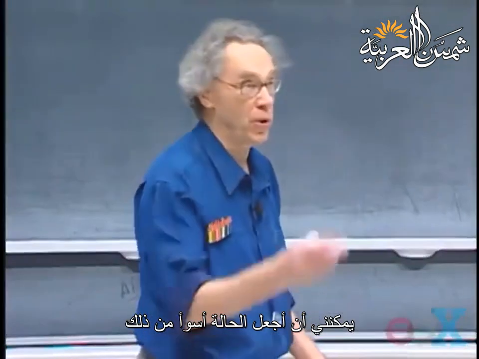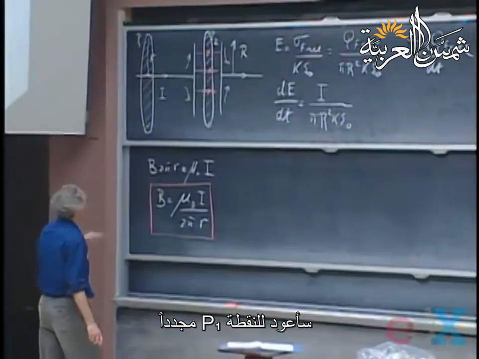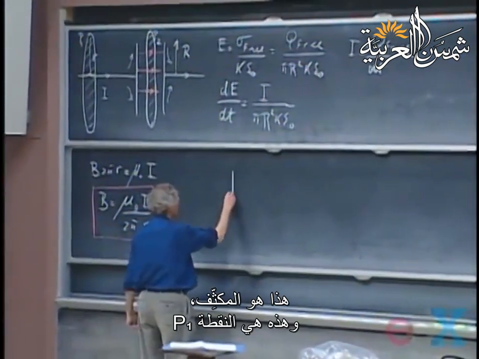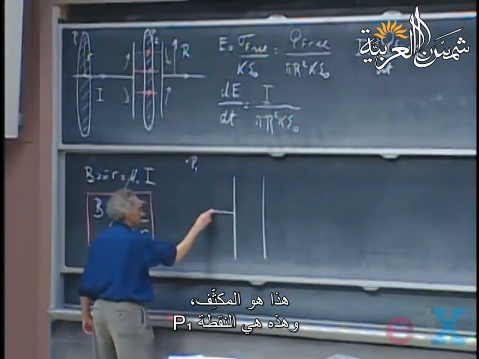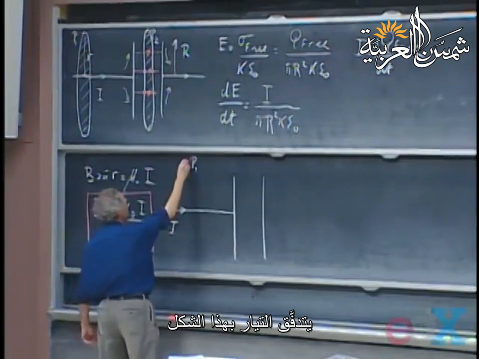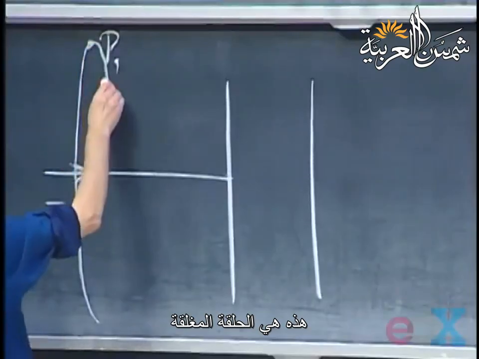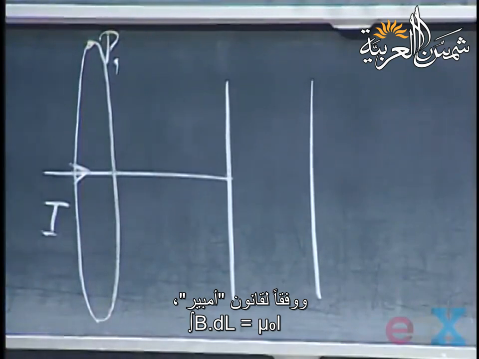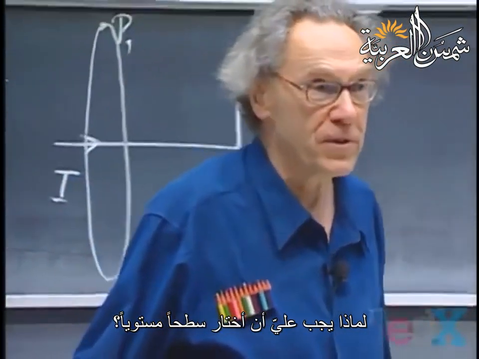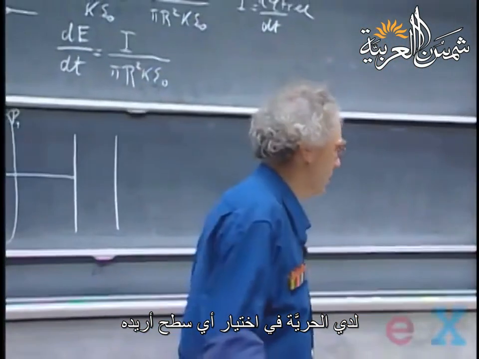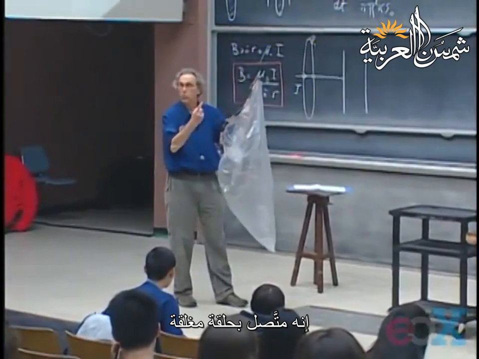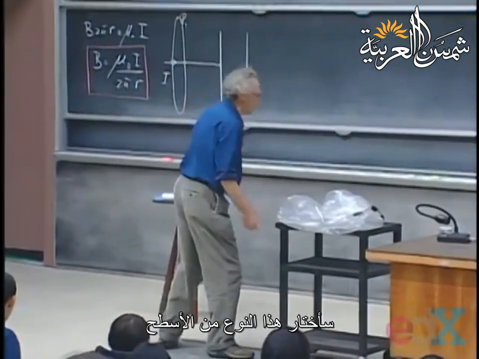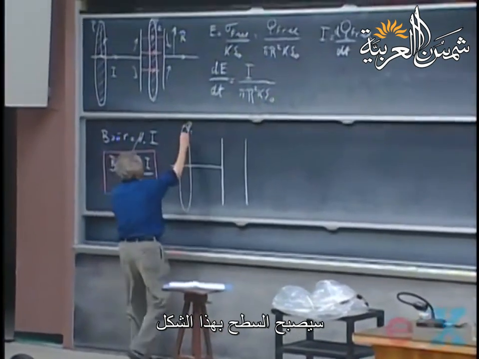I can make the situation even worse. I'm going to revisit point P1, and here is my capacitor, and here is my point P1. My current is flowing like so. Here's my closed loop. According to Ampere's law, closed loop integral B dot dl. Why should I choose a flat surface? I'm entitled to any surface. I like surfaces like this. They are attached to a closed loop. So I will choose that kind of a surface. The surface now goes like so.